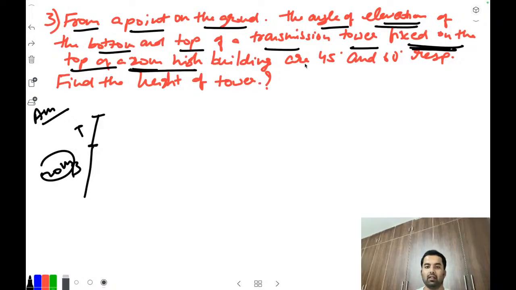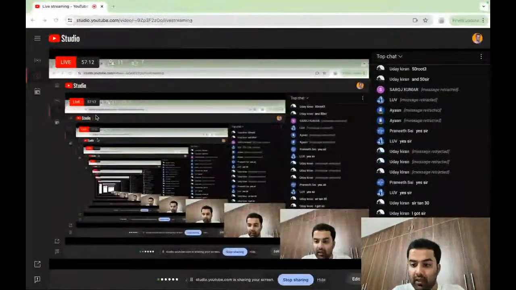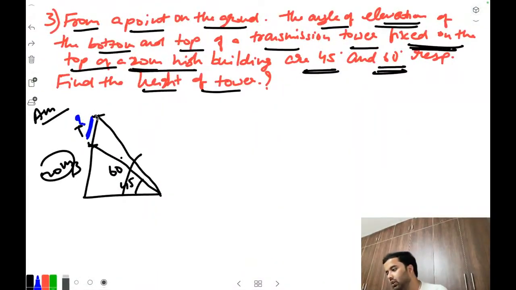Now, angle of elevation, first it is making 45-degree. Second, it is making 60-degree. So first, with the building it makes 45 and with the tower it makes 60. That's all. The question is asking to find the height of tower, which means the question is asking what is the length of this small one. What is the length of this small one? I hope this is clear now. You can figure out the answers. Figure out, everyone, what will come.